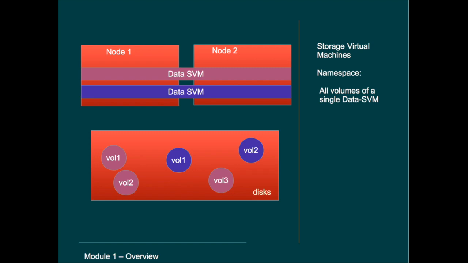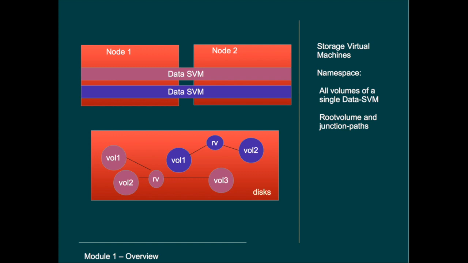The data of the SVM is stored in volumes, and all of the volumes that belong to a particular data SVM are part of the namespace of that particular SVM. So every storage virtual machine has its own namespace. So in short, the namespace of an SVM contains all of its data volumes. A data SVM will always have one and exactly one root volume. This is a very small volume of 1 gigabyte that is commonly used to mount the data volumes to. These mount points are called junction paths.